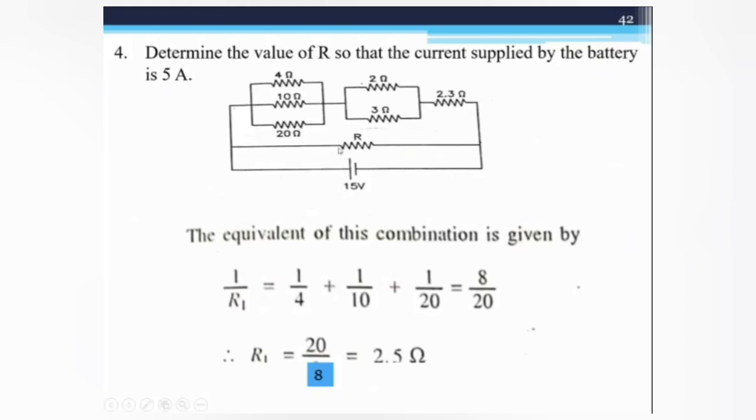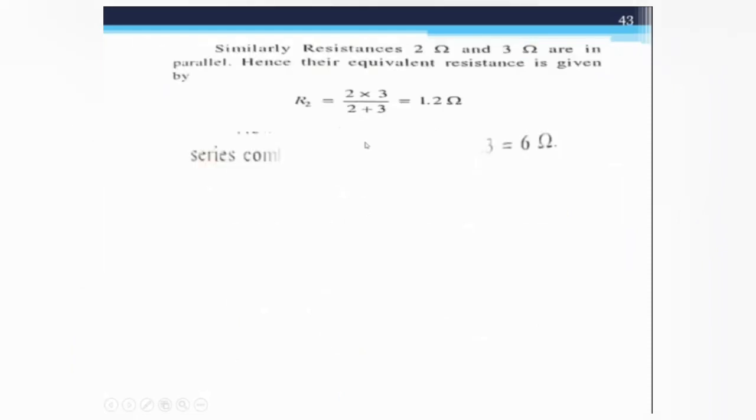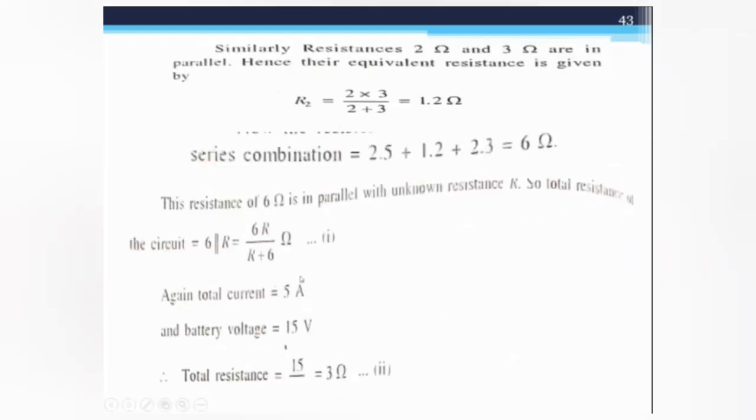And as we know, the equivalent resistor is 6R divided by 6 plus R. So when we compare both, 6R upon R plus 6 equal to 3, we get the resistance value R equal to 6 ohm. This is the parallel series concept example, okay?